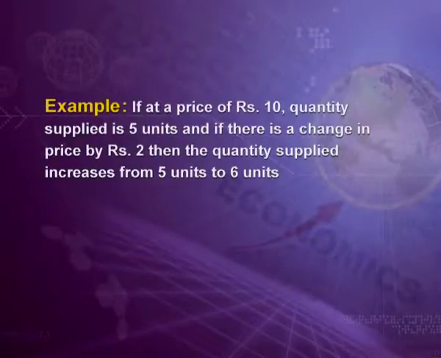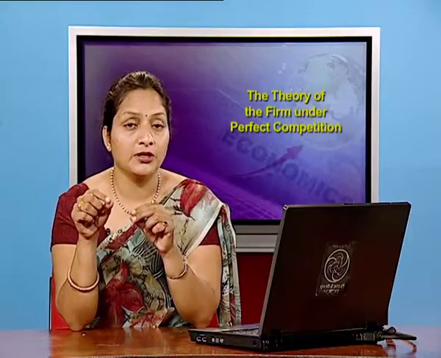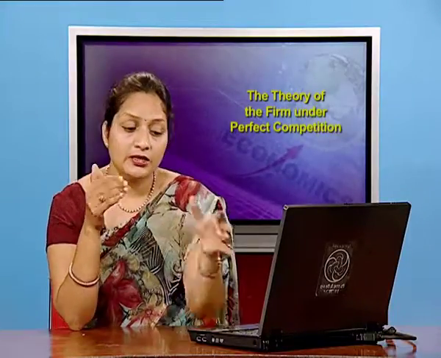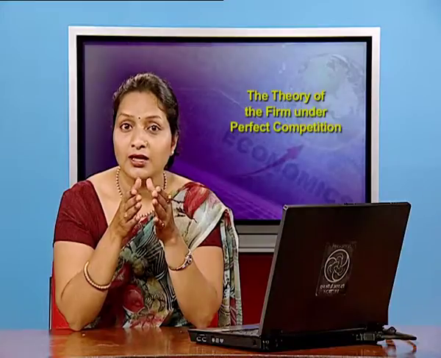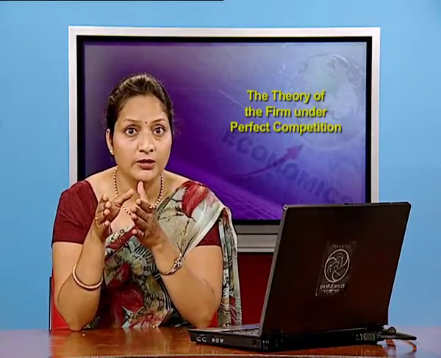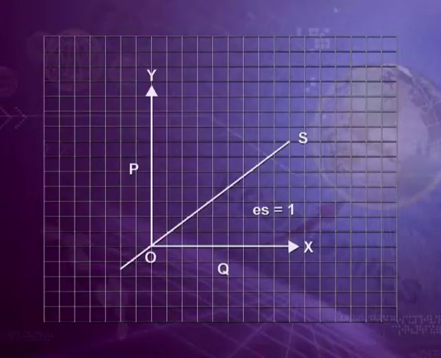If at a price of rupees 10, quantity supplied is 5 units, and if there is a change in price by rupees 2, then the quantity supplied increases from 5 units to 6 units. It is clear that at a price increase of 20% from rupees 10 to 12, the change in quantity supplied is also 20%, that is from 5 units to 6 units. Here, elasticity of supply is equal to 1. If we draw a supply curve, it will extend to the origin.